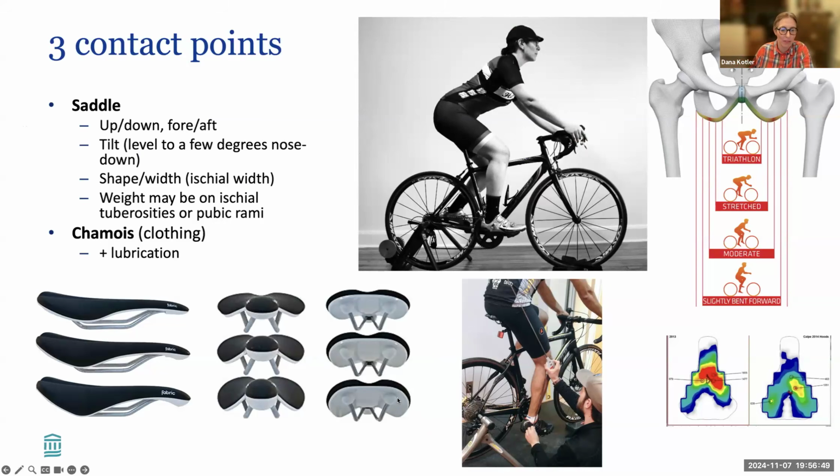You can also have different saddles that are different shapes. They can be a bit wider, a bit narrower. They can be a little more swoopy up at the back. They can be a little bit more domed with a drop off. And these all look kind of the same, but they are a little bit different.